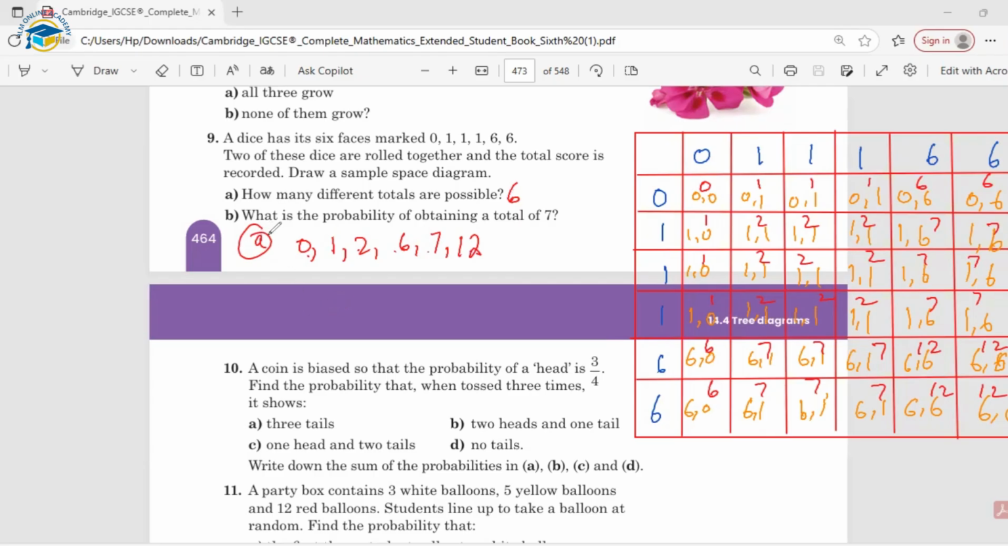Next, B part is, what is the probability of obtaining a total of 7? Probability of total of 7. How many times we got 7? Total of 7: 1, 2, 3, 4, 5, 6, 7, 8, 9, 10, 11, 12. 12 times we got out of total 36. So this is the probability of getting the total of 7.